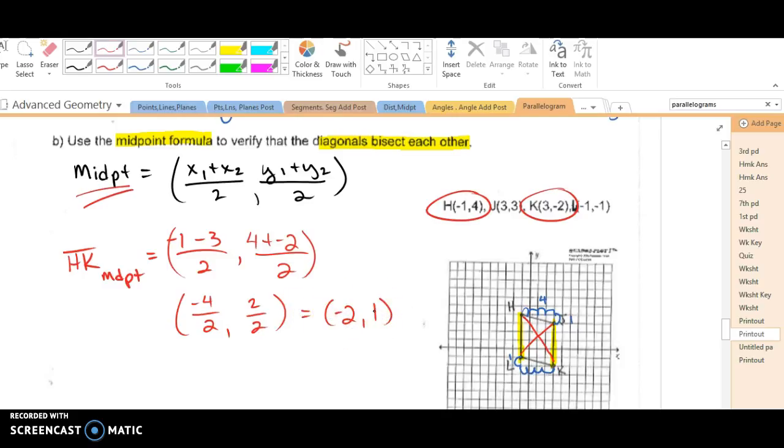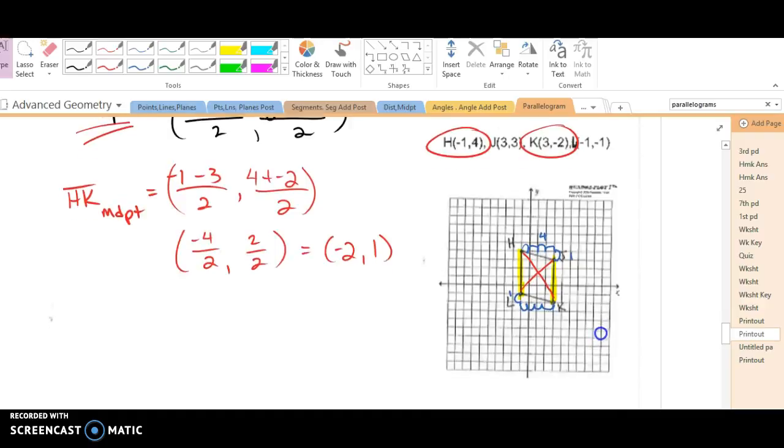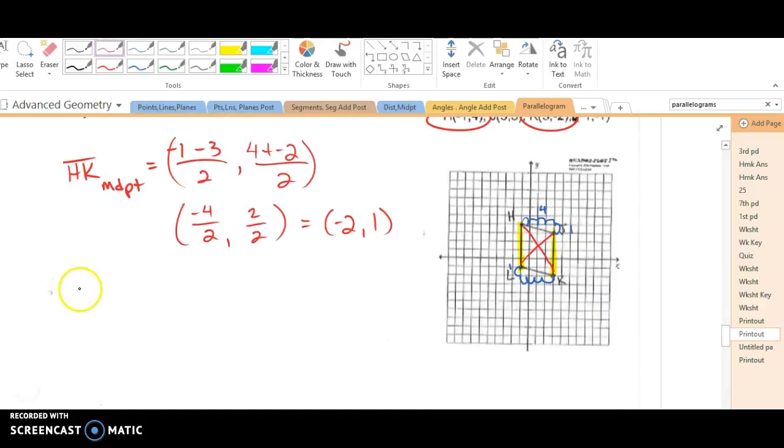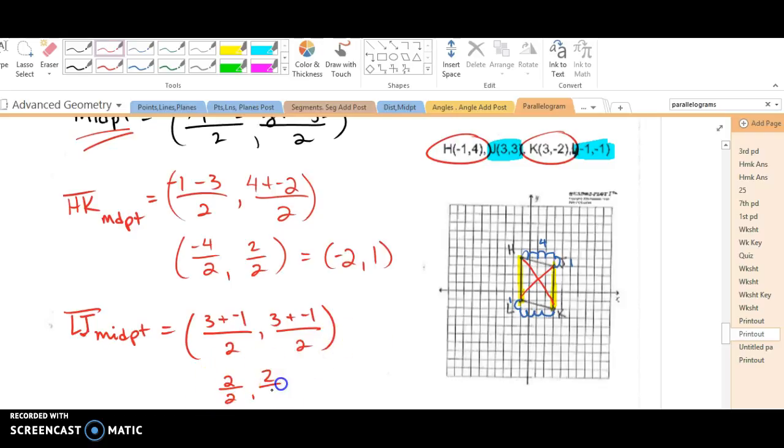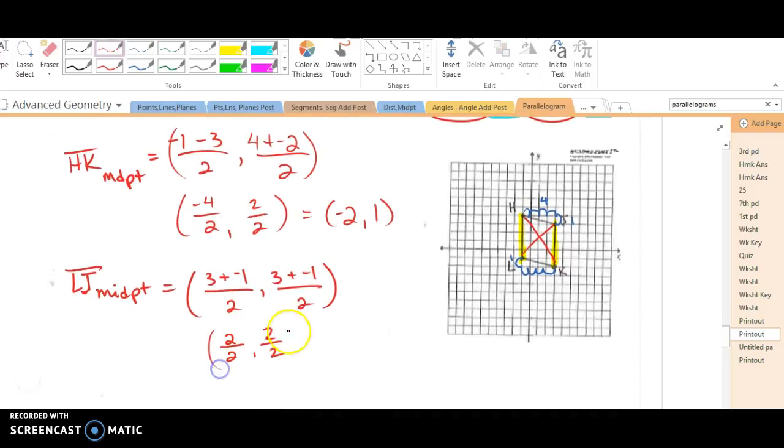Let's see if the other diagonal, which would be LJ, has the same midpoint. Okay, so her coordinates are 3, 3, and -1, -1. And so that gives us 2 over 2, comma 2 over 2, which reduces to 1, 1.